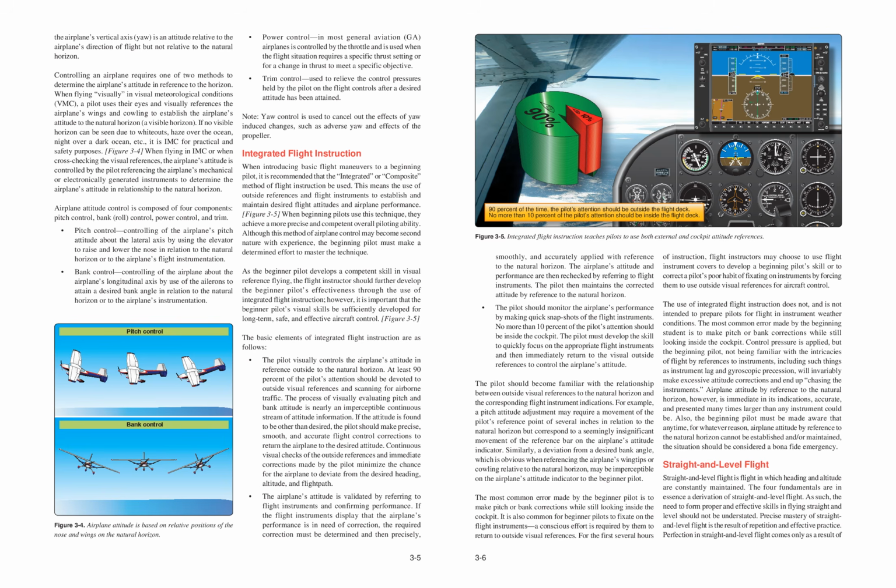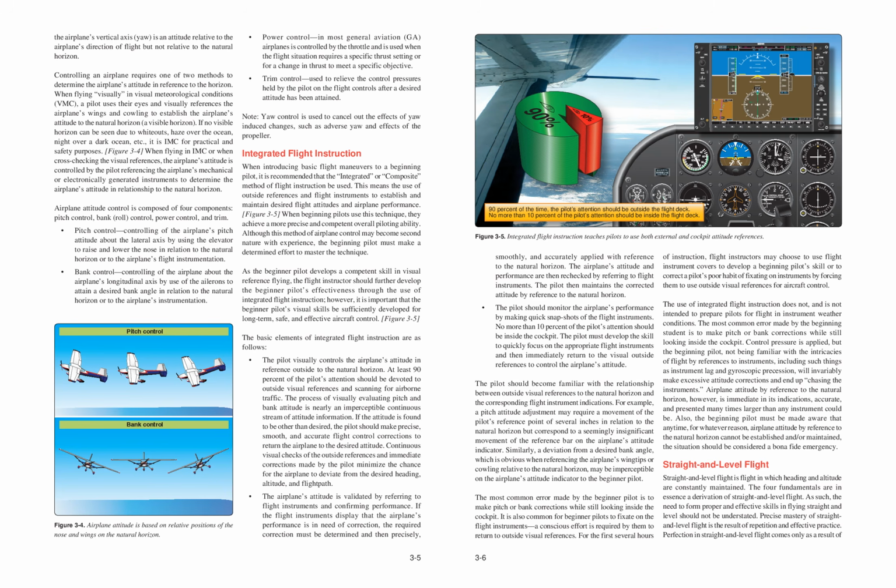Airplane attitude control is composed of four components: pitch control, bank control, power control, and trim. Pitch control: controlling of the airplane's pitch attitude about the lateral axis by using the elevator to raise and lower the nose in relation to the natural horizon or to the airplane's flight instrumentation.